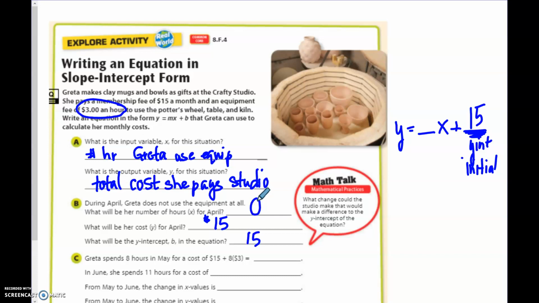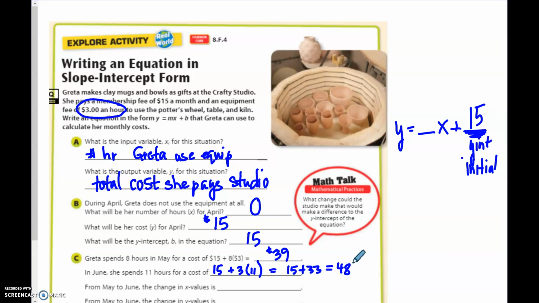Now we're moving on to May, and in May it says that she uses the equipment for 8 hours. So you can see here where they took 8 times 3, that's 24, and let's add the 15 to it. So now we can see that her May cost is going to be $39, whereas April cost was 15. So in June, she spends 11 hours. So we're going to have the 15 plus $3 an hour times 11. So what do we have? 15 plus 33. So her total cost is going to be $48.